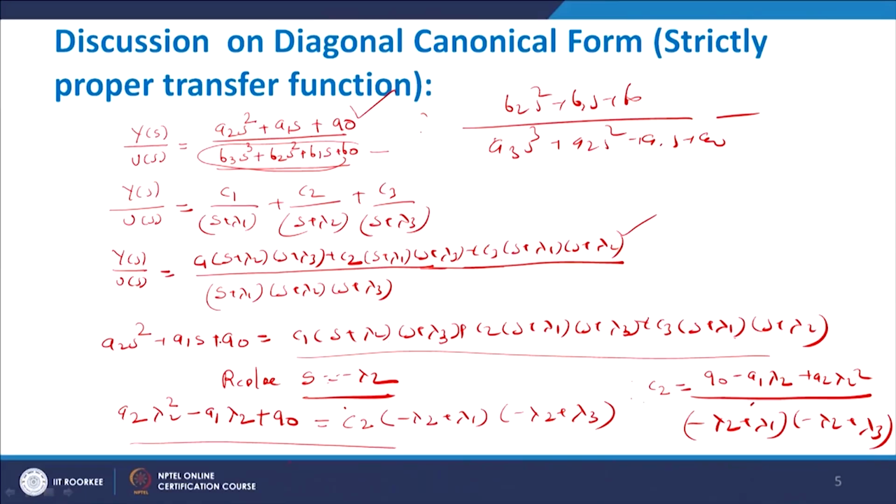As I told you earlier, normally we are taking A2, A1, A0 in the denominator and B2, B1, B0 in the numerator. So I have done it like this. If you change this, you can also get a similar result. The condition is that instead of A2, A1, A0, we get B2, B1 and B0. So we have got C0, C1, C2 and C3.